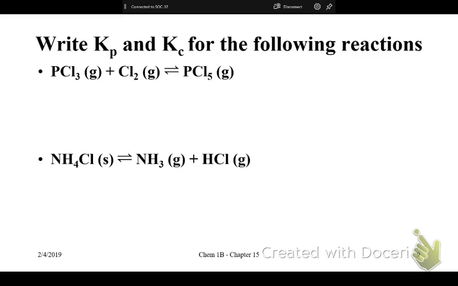I'll write KPs, but the KCs will be the same, just with concentration brackets, okay? So you can fix it based on what I write if you get it wrong. Okay, top one. KP equals, what's on top? Pressure of PCl5, okay? What goes on the bottom?